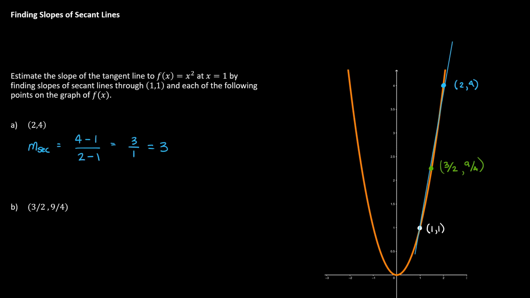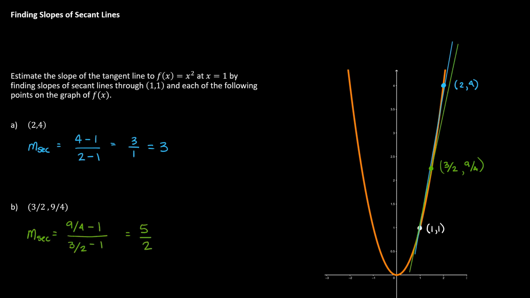We could use this as an approximation for the rate of change of this function at 1, 1. Let's try the other point. Now we're going to look at the green point and the white point. We want to calculate a slope of the secant line that would pass through those 2 points.